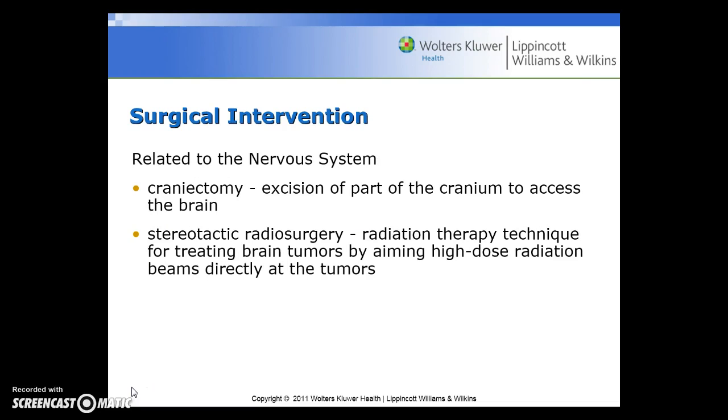Surgical interventions of the nervous system are a craniectomy, or an excision of part of the cranium to access the brain, and stereotactic radiosurgery, which is a radiation therapy technique for treating brain tumors, and it aims high-dose radiation beams directly at the tumor. It's very specific, so as not to do damage to the brain.